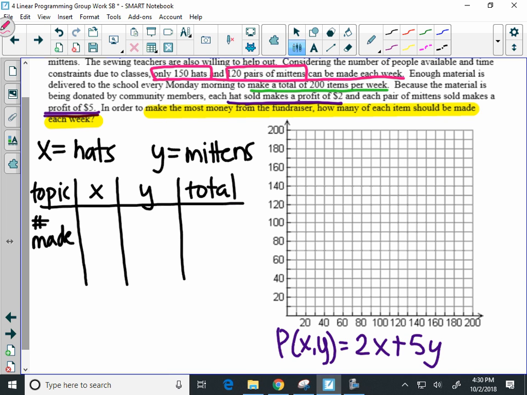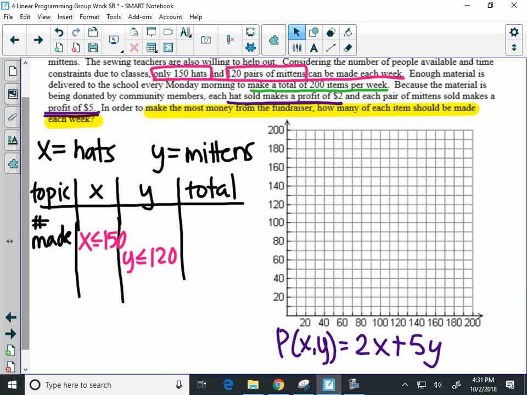So I'm going to put that in here as writing the equation, x is less than or equal to 150. I cannot make more, I can't go over 150 for the number of hats. Same thing for y. The mittens is totally separate from the number of hats that's being told. You cannot make more than 120 pairs of mittens.